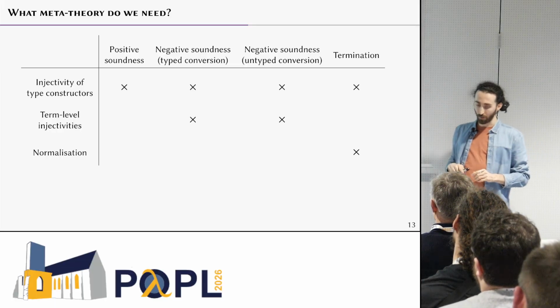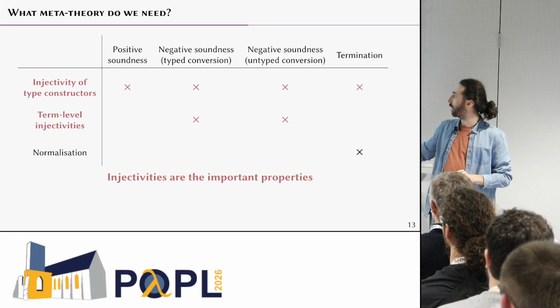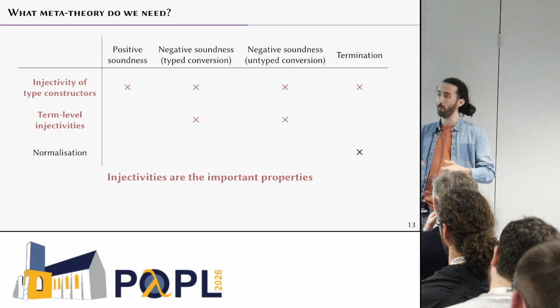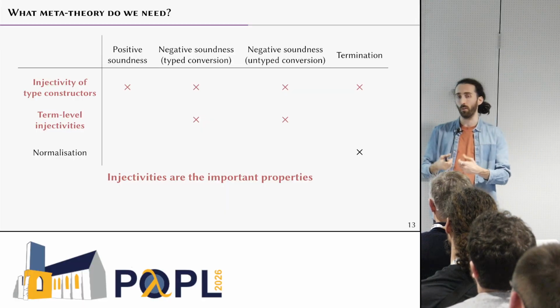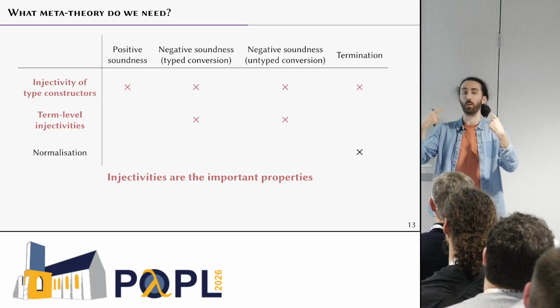And then if you want to have negative soundness, for both typed and untyped conversion, you need to also have, so injectivity are the important properties, some more term-level injectivity, because typically what the conversion checker is going to do, if you're comparing, say, successor of something to successor of something else, is apply a congruence rule.